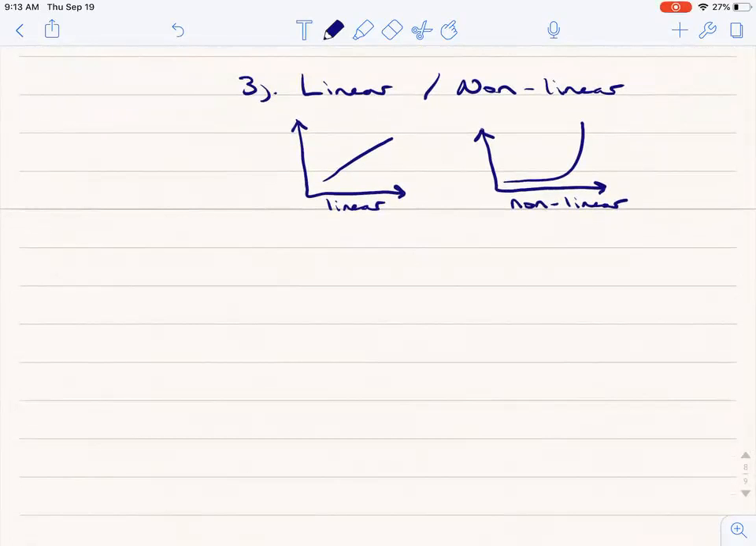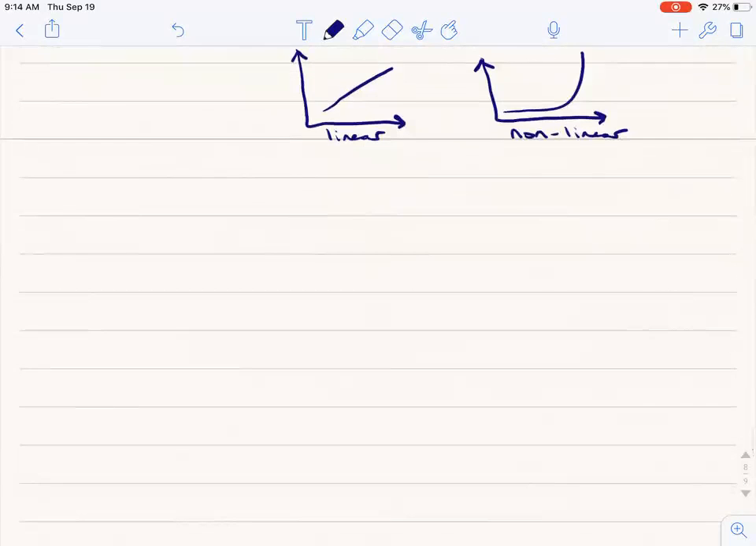We have a measure of the strength, or kind of how good our model is. So how good is our line of best fit? Is it a strong relationship so that we can put a lot of stock into this line of best fit? Or do we have a weak relationship so that our line could kind of move around a little bit and it wouldn't really matter?